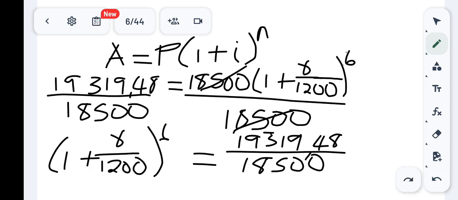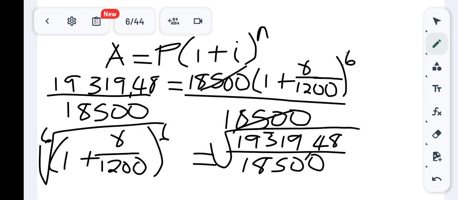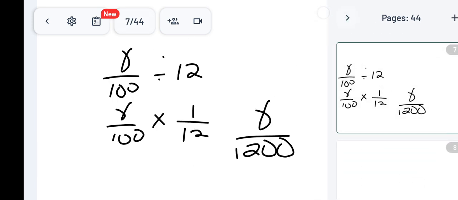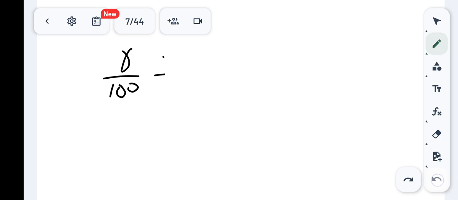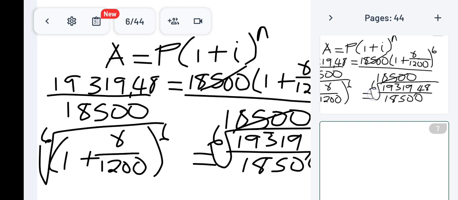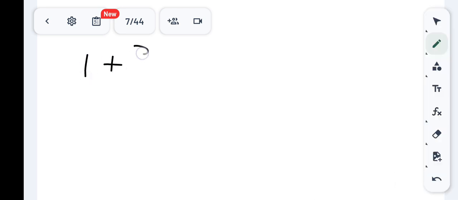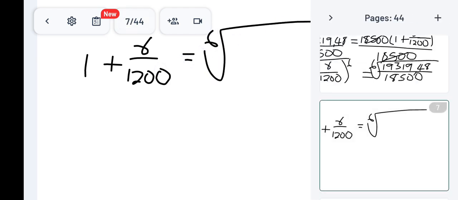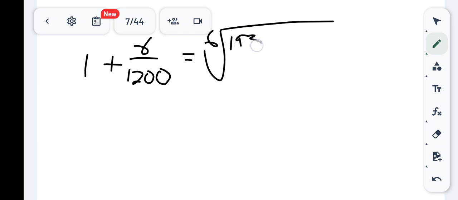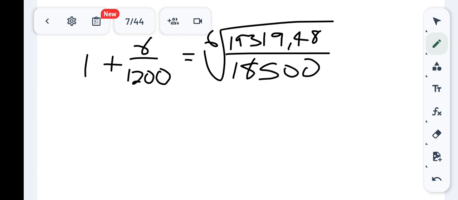Then I want to remove this 6. What am I going to do? I'm going to introduce the sixth root on both sides. It's for 3 marks, but you have to work. Now I have removed that exponent of 6. Then I'm left with 1 plus r over 1,200, which is equal to the sixth root of 19,319.48 all over 18,500. Then I transpose 1 to that side.